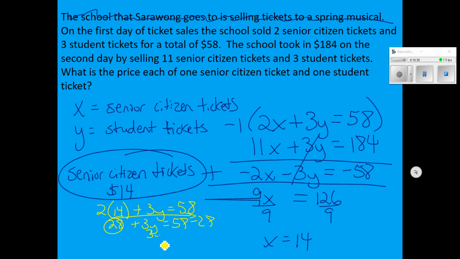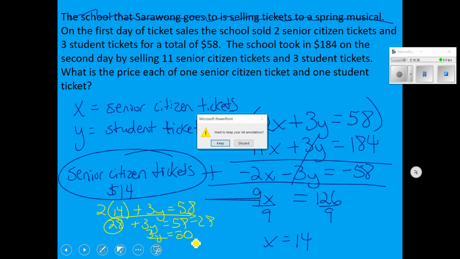So 3y is equal to 30. So when you divide by 3, oh no, it's going to erase. Okay, I'm going to click something really quickly before I go to the next one because it's going to erase all my writing. Sorry about that. But your y comes out to be 10. So your student tickets are $10.